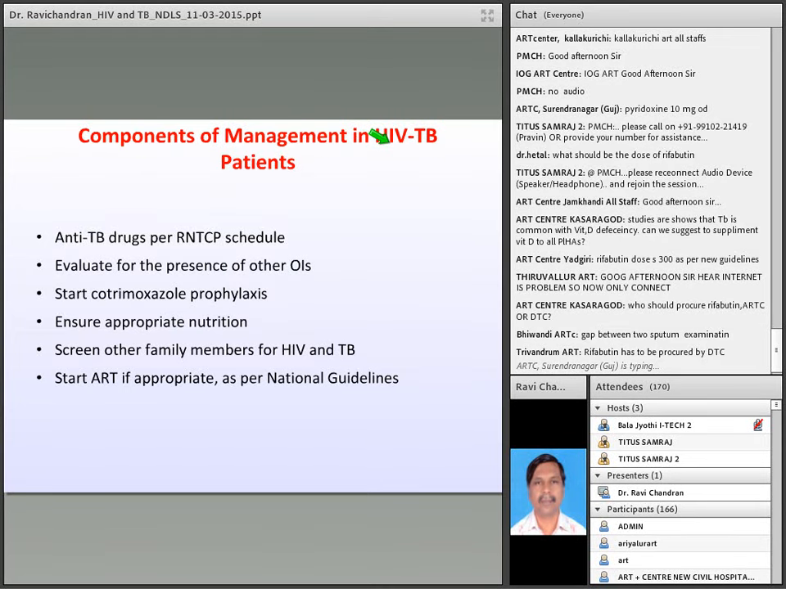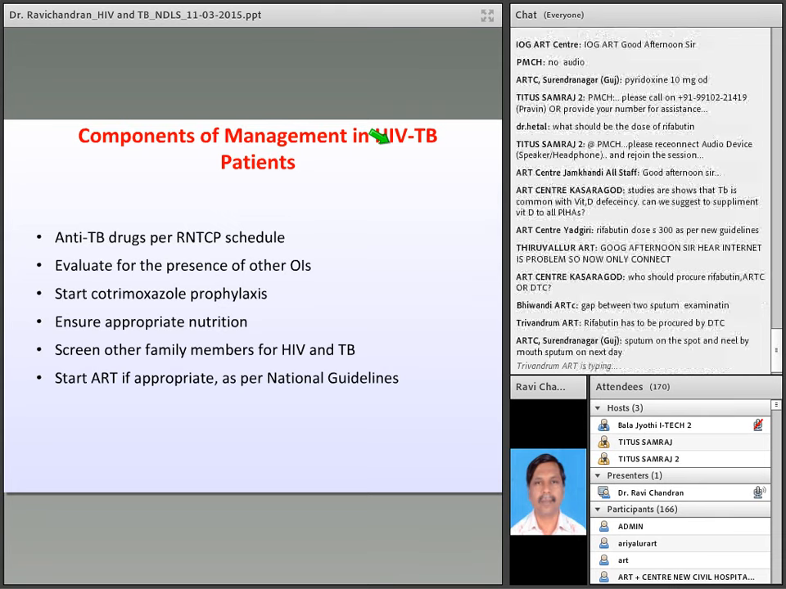These are the components of management in HIV TB patients. Anti-TB drugs as per the RNTCP schedule. We follow only the Revised National Tuberculosis Control Program schedule. We should always evaluate for the presence of other opportunistic infections. We should concomitantly start cotrimoxazole prophylaxis also. Nutrition should be ensured. The other family members should also be screened for HIV and tuberculosis. Start antiretroviral therapy if appropriate as per national guidelines.